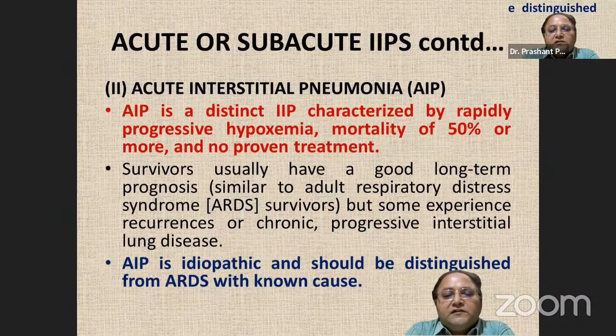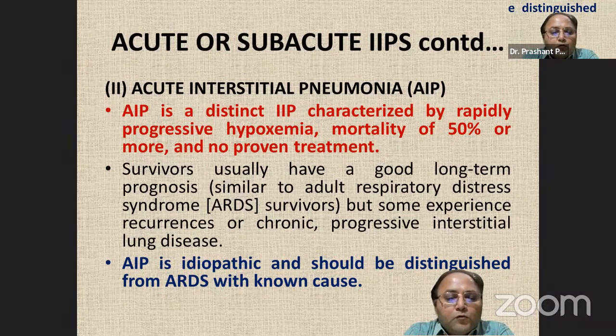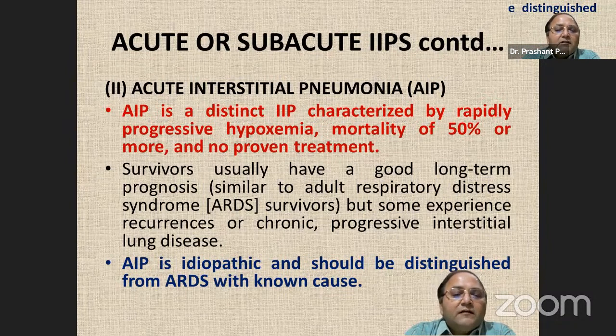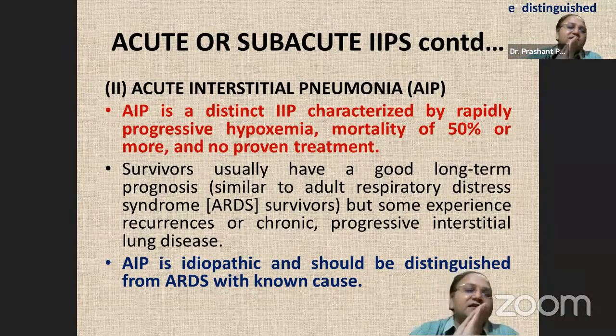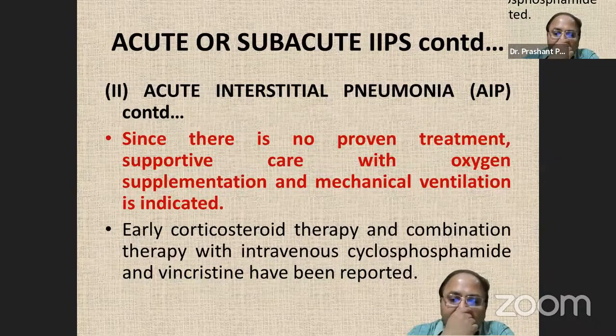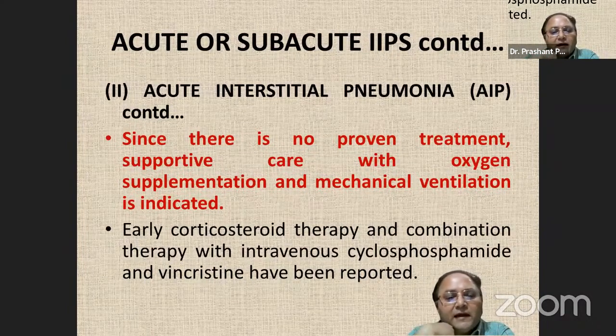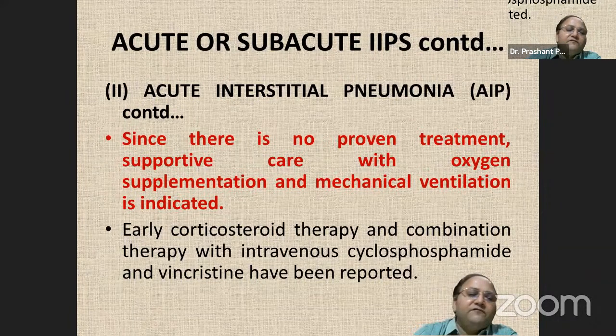AIP is a distinct idiopathic interstitial pneumonia characterized by rapidly progressive hypoxemia, mortality of 50% or more, and no proven treatment. Survivors usually have a good prognosis, and coincidentally, it is very similar to ARDS. But some experience recurrences of chronic progressive interstitial lung disease. What needs to be remembered is the differentiation of AIP versus ARDS: AIP is classically idiopathic, while ARDS is generally associated with a known cause. Since there is no proven treatment, supportive care with oxygen supplementation and mechanical ventilation is indicated. Early corticosteroid therapy and combination therapy with IV cyclophosphamide and vincristine have been reported.